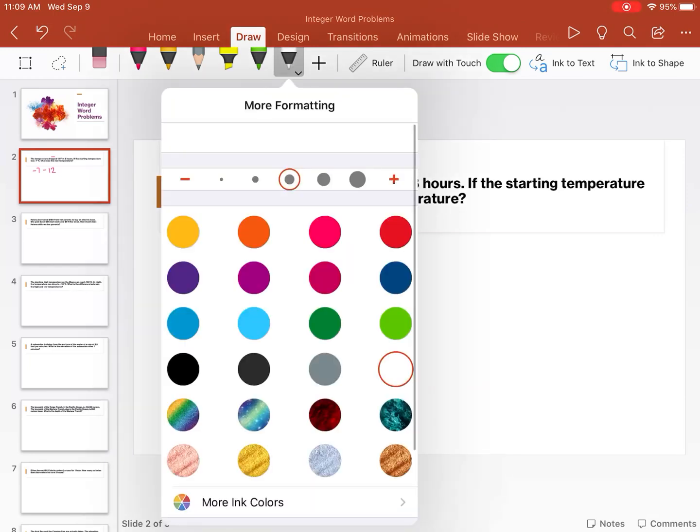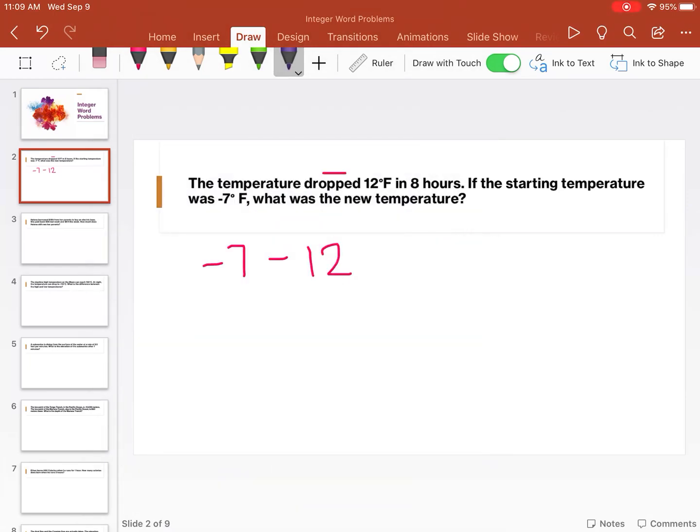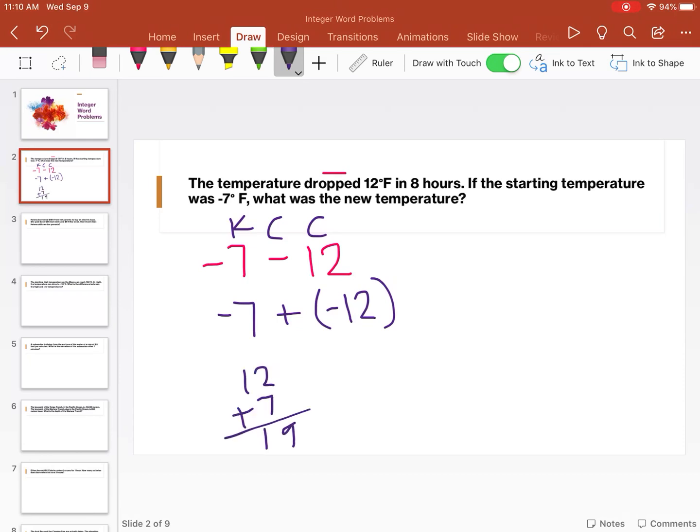And let's get a better color. And now I'm going to solve it. So it's subtraction, which means I need to keep, change, change. So I'm going to keep -7, change this to addition, and change this to a -12. Then I can follow my addition rules. So same signs, add and keep. So I'm going to add these together. 12 plus 7, which is 19. Keep the sign, so it's -19.